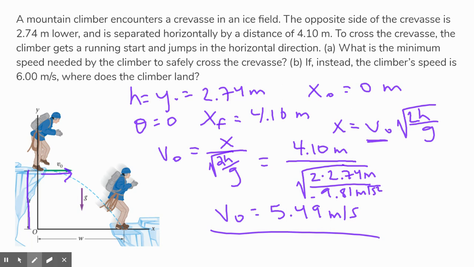And I'm about to erase this. Okay, so now let's solve for part B. And y'all are actually going to try part B. So go ahead and press play when you're ready.